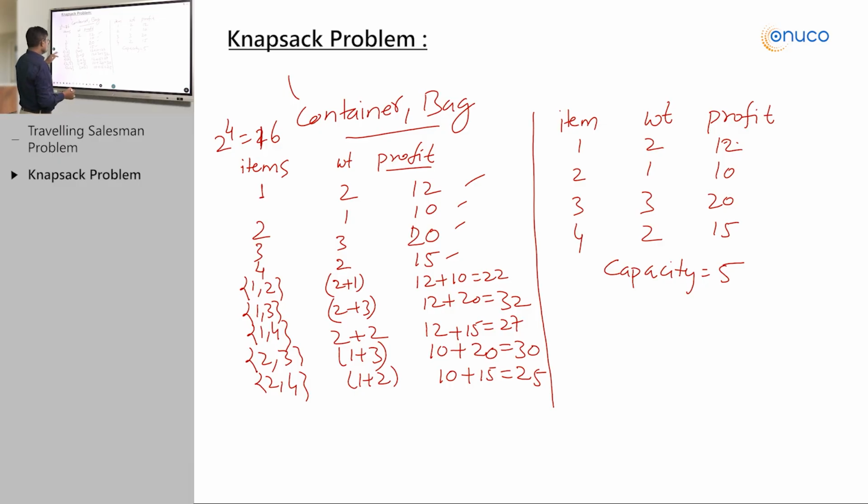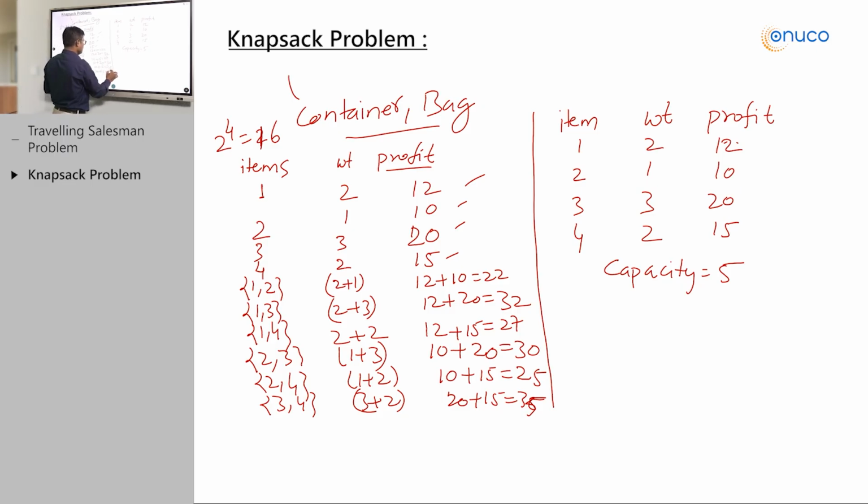So now we have one more combination, called 3 and 4. We will combine 3 and 4. Total weight is 3 plus 2, 5 kg, no problem. And profit is 20 plus 15, which is 35. Right? So among these you can see that till here 35 is the maximum.